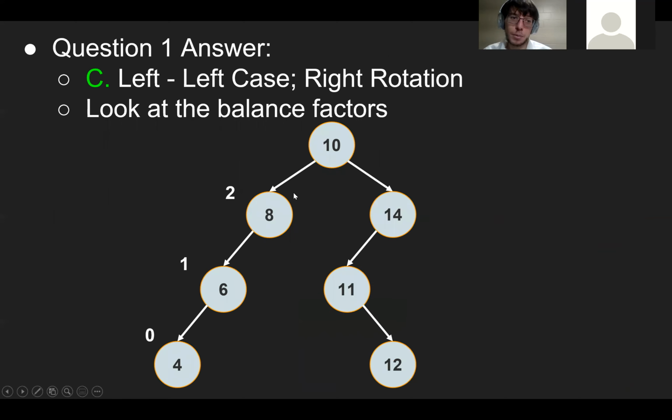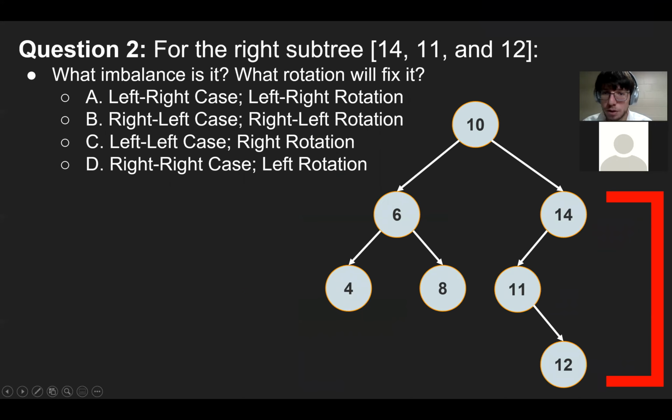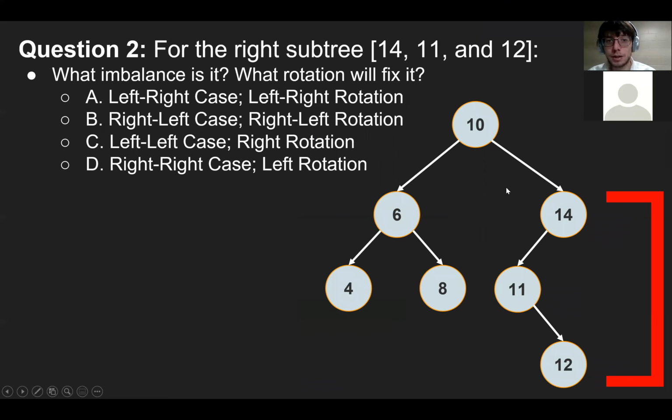So C. And we can also figure it out by looking at balance factors and our table, right? 2, 1, 2, and then the child being 1. That gives us left. Okay. This one's a very similar kind of question. For the subtree, notice we fixed the left one, but now on the right subtree, 14, 11, and 12, what imbalance is it? What rotation fixes it?